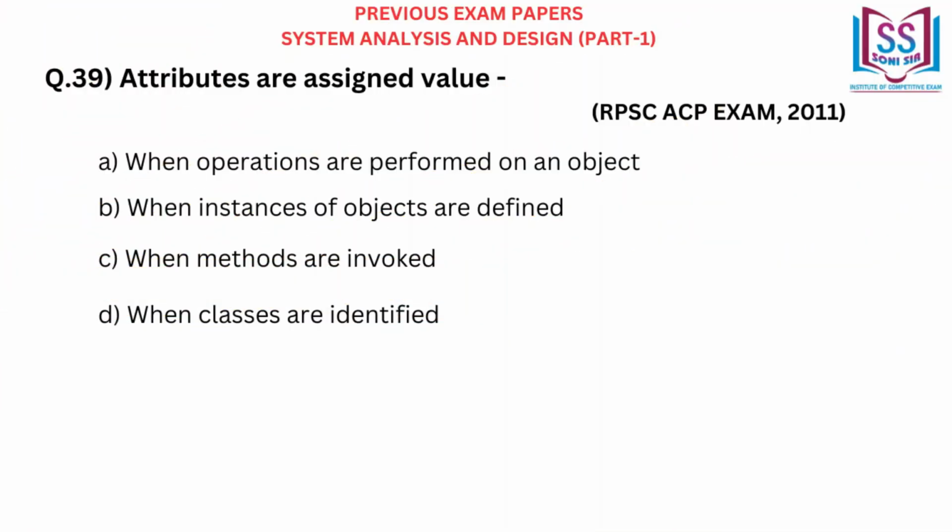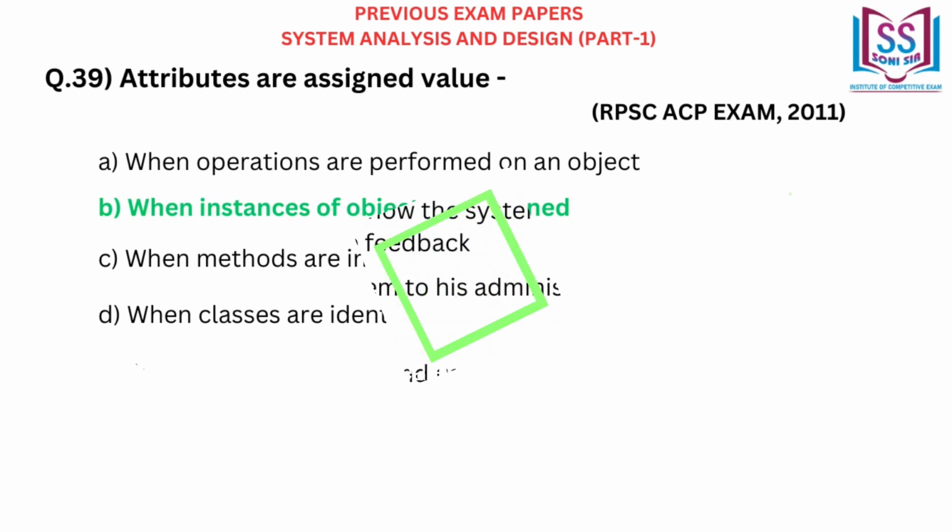Attributes are assigned value: A. When operations are performed on an object. B. When instances of objects are defined. C. When methods are invoked. D. When classes are identified. Correct answer: B. When instances of objects are defined.